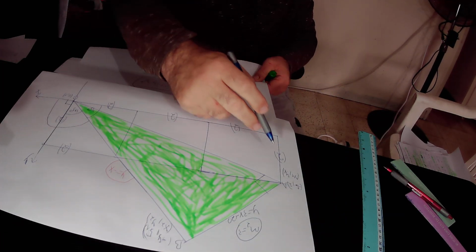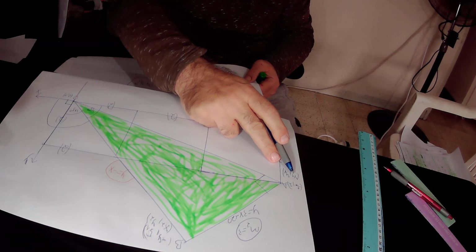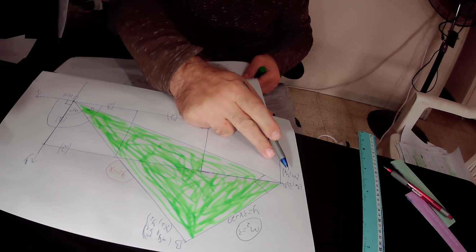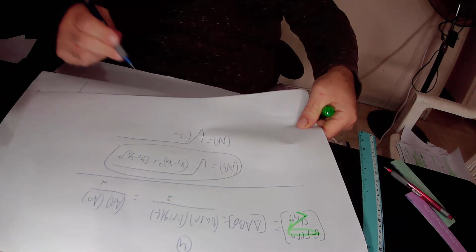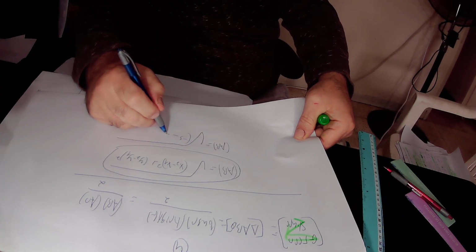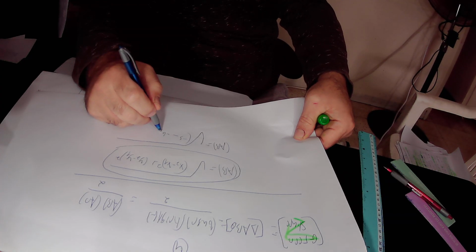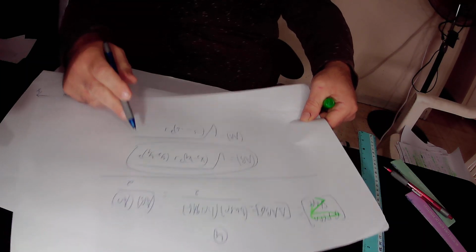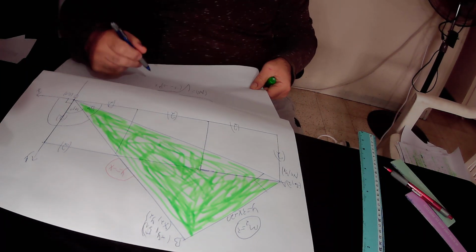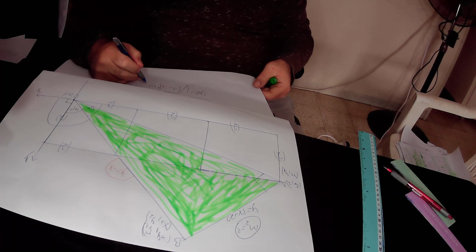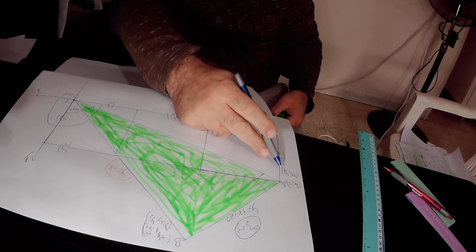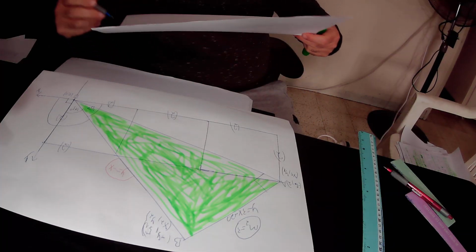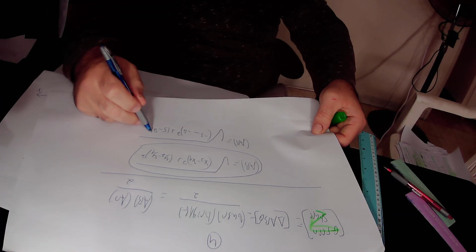Minus x1. x1 is minus 6. So it is minus 6 squared, plus y2 minus y1 squared. y2 is 5, minus y1. y1 is 2, squared.